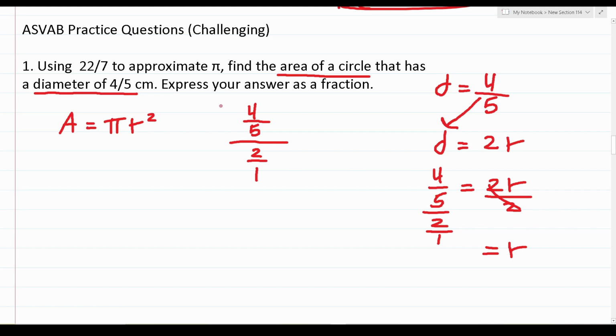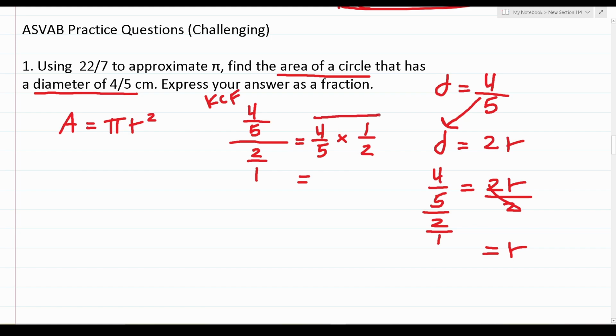When you divide two fractions, you follow the algorithm keep, change, flip. That means you keep this top fraction as is, so that's going to be 4/5. You change from division to multiplication. So we went from division to multiplication, that's our change. And then you flip this second fraction. So instead of being 2 over 1, it's going to be 1 over 2. All right, so now we're just multiplying 4/5 by 1/2.